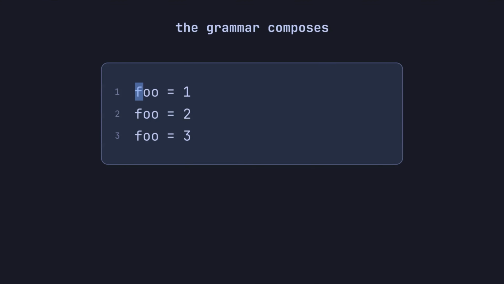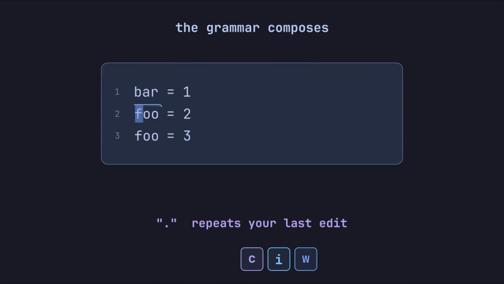And the one that feels like cheating, the dot. After any edit, pressing dot repeats it. Change a word. Foo becomes bar. Then just tap dot to do it again and again. You make the edit once and let the dot carry it.